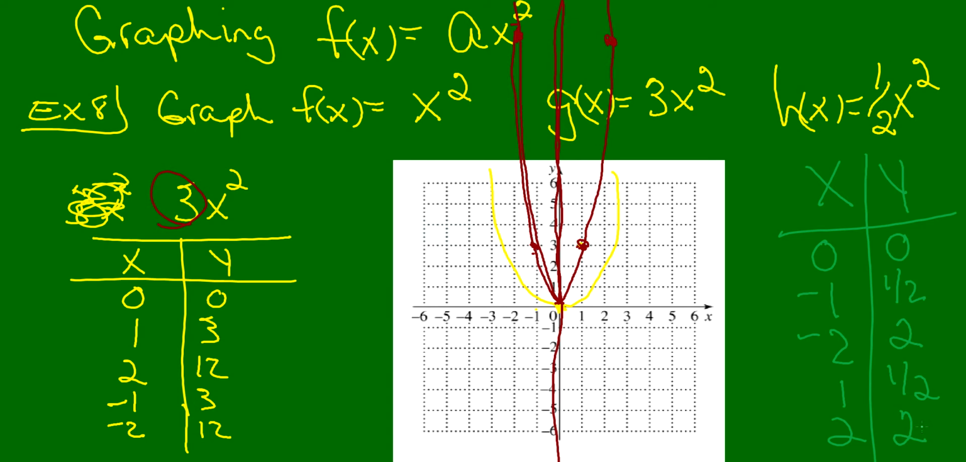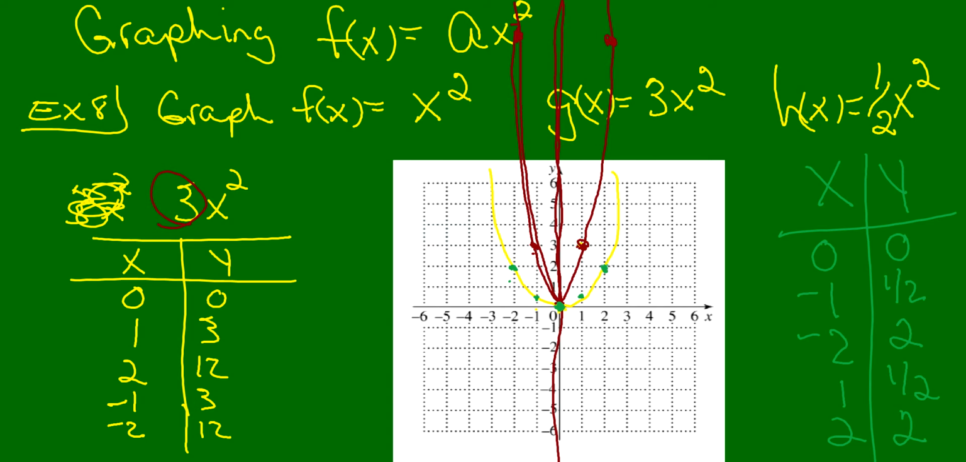Let's see what this graph looks like. Here I'm starting at 0, 0 again. My next point is -1, 1/2, which is about here. -2, 2 is the third point. I'm going to go over 2 and then up 2. Then I've got 1, 1/2, which mirrors the left side of the parabola. Then 2, 2 mirrors the -2, 2. So that's going to be here.